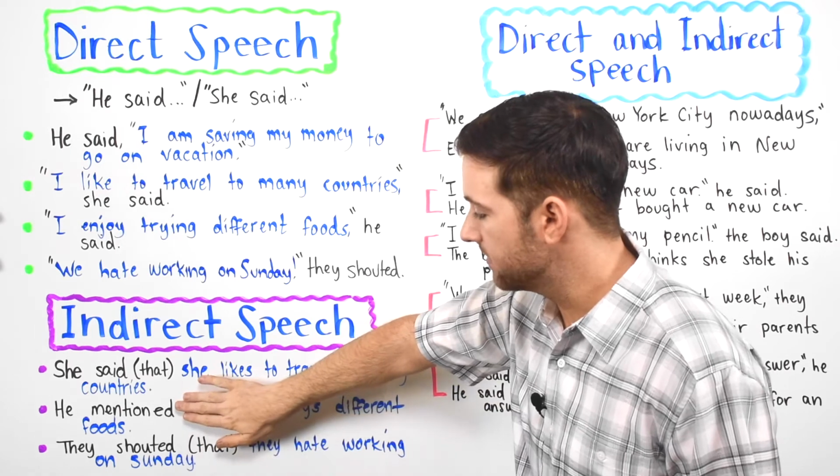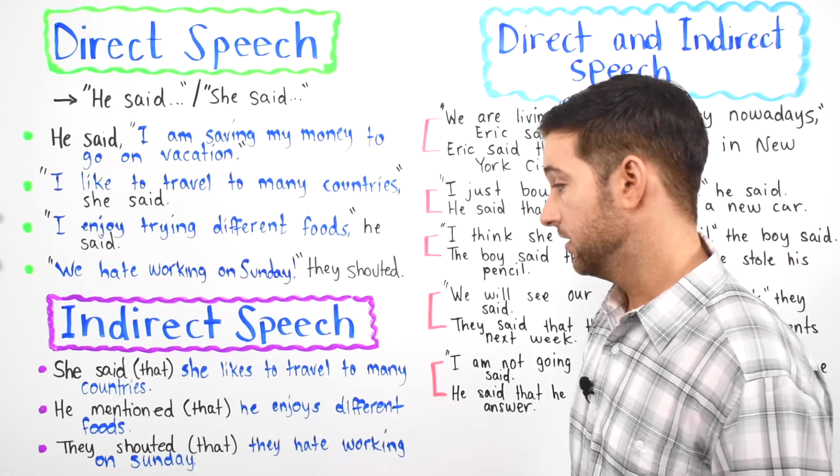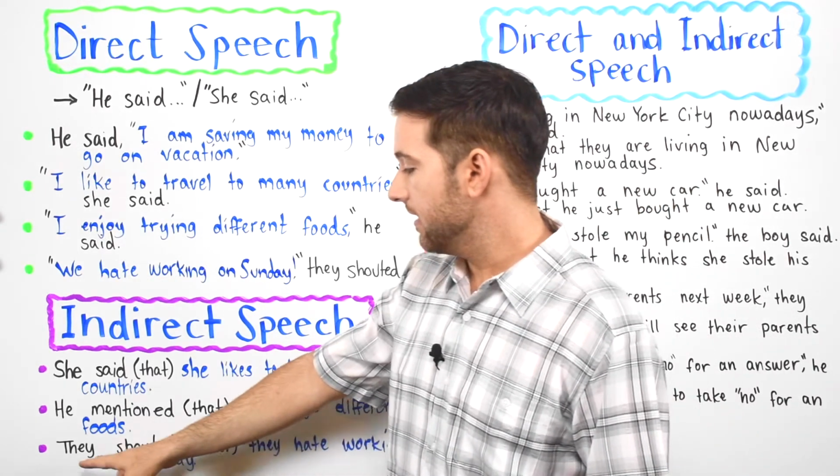And remember, you don't have to say that. He mentioned he enjoys different foods. You could say it just like that. You choose. And finally, we have this one.